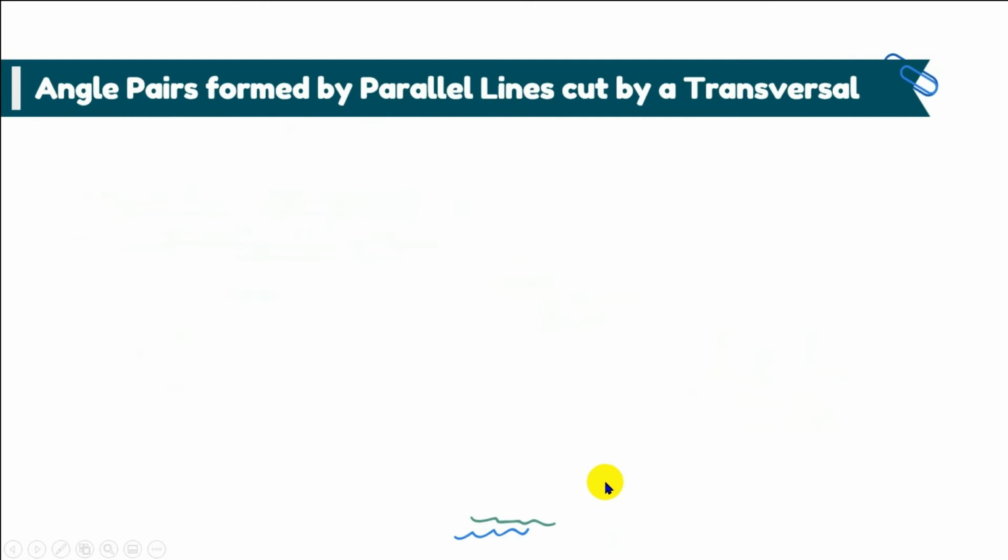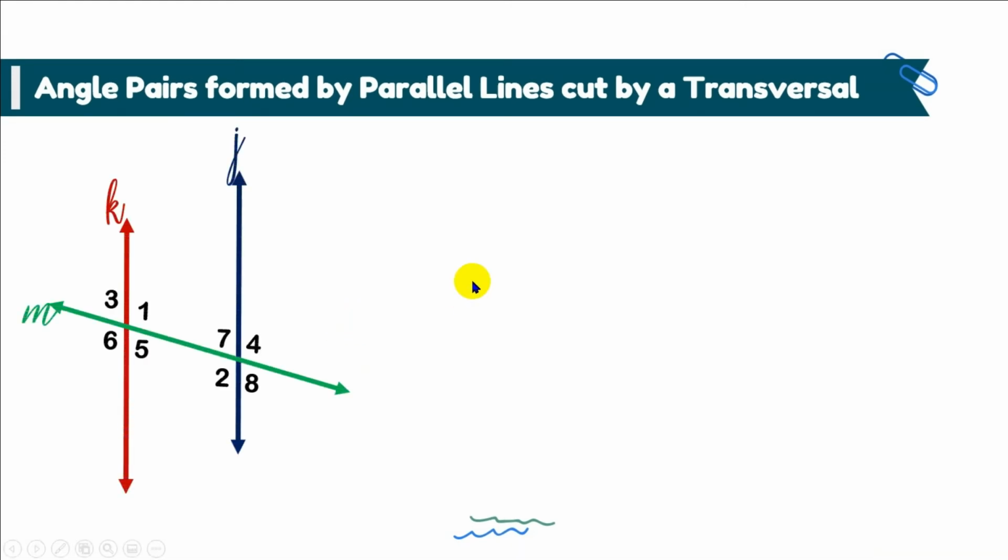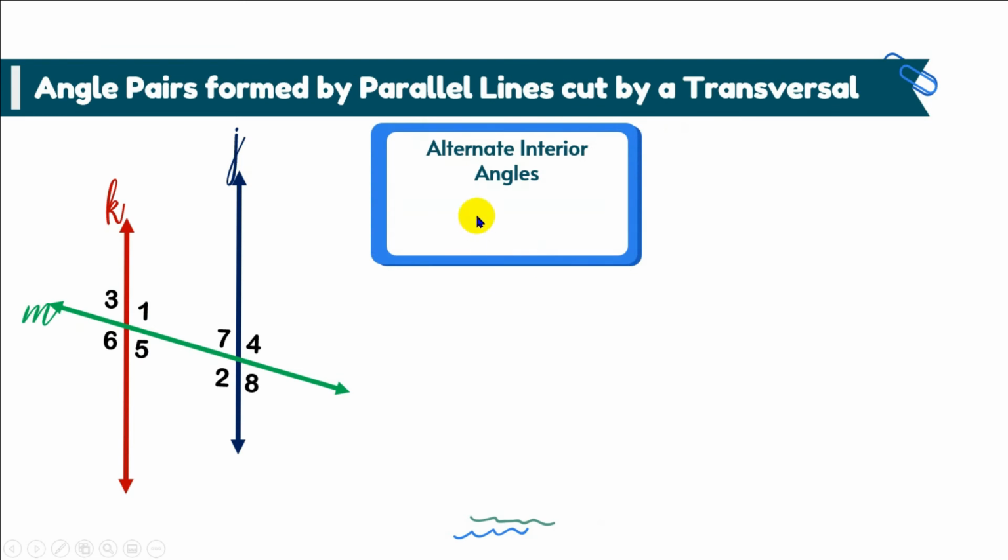So, let's have another example for angle pairs formed by parallel lines cut by a transversal. So, for this one, let's name the angle pairs formed by the parallel lines K and J cut by the transversal line, line M. First is the alternate interior angles. So, again, remember, alternate interior angles are non-adjacent. So, hindi sila magkatabi. Interior, nasa loob sila. And alternate, one from the left and one from the right side of the transversal line. Again, M yung transversal line natin.